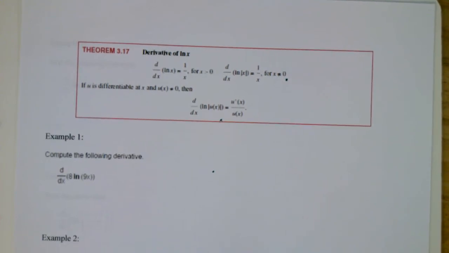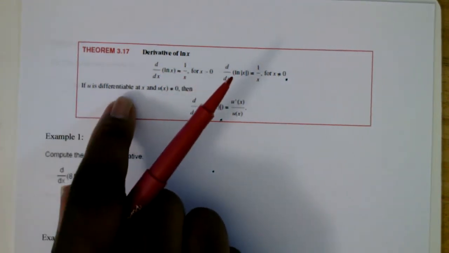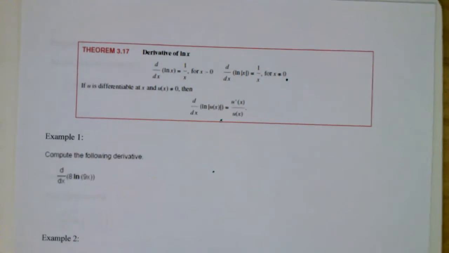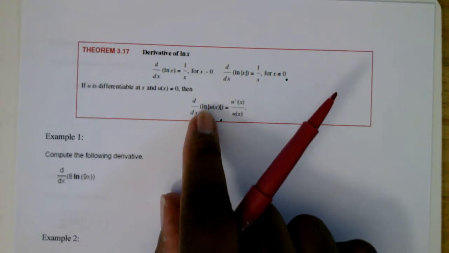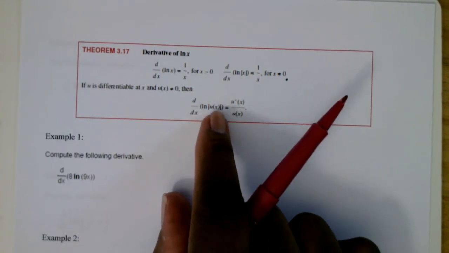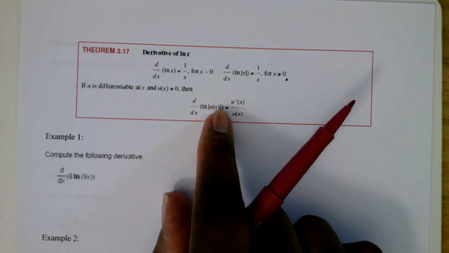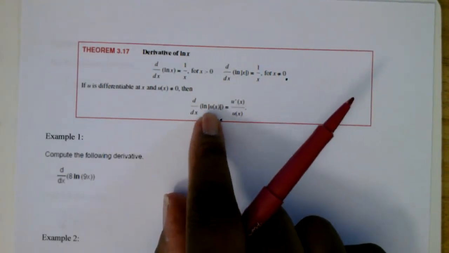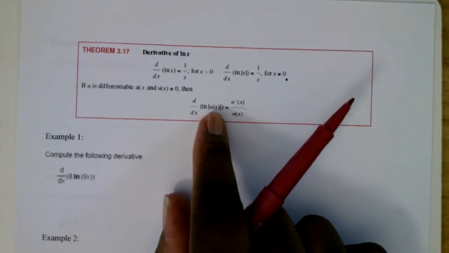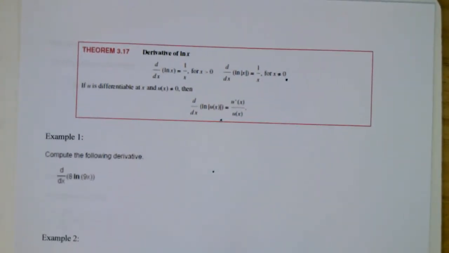Now, let's say we had a differentiable function. Let's say u is differentiable at x, and u of x is not equal to 0. That means we can take the derivative with respect to x of ln of the absolute value of u of x, and it would be this. It'll be u prime of x divided by u of x. That means we take the derivative of ln of u of x, that's going to be 1 over u of x, and then you have to take the inside derivative using the chain rule. For u of x, this derivative will be u prime of x. And we're going to be looking at some examples of just that.